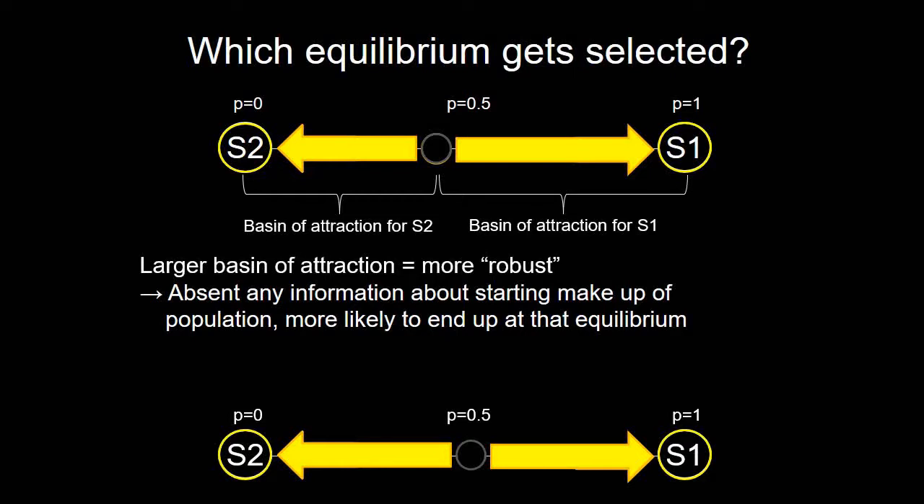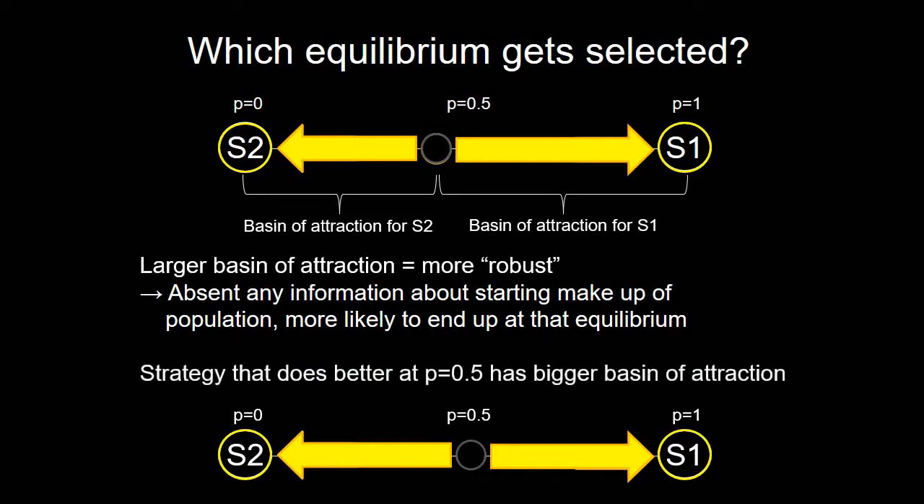But if you just want a shorthand for which one has the bigger basin of attraction, the answer is the strategy that is doing better at the 50-50 makeup of the population. Because if strategy 1 has the bigger basin of attraction, then this interior equilibrium is going to be on the other side of 0.5, and so at 0.5 strategy 1 is doing better. If strategy 2 is bigger, the opposite.